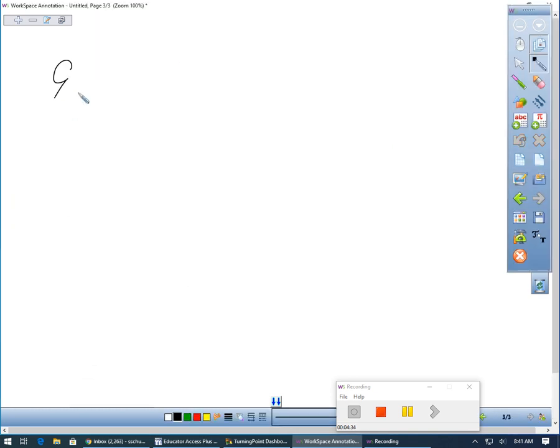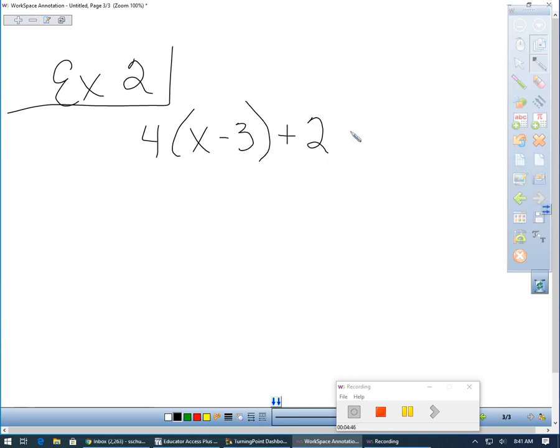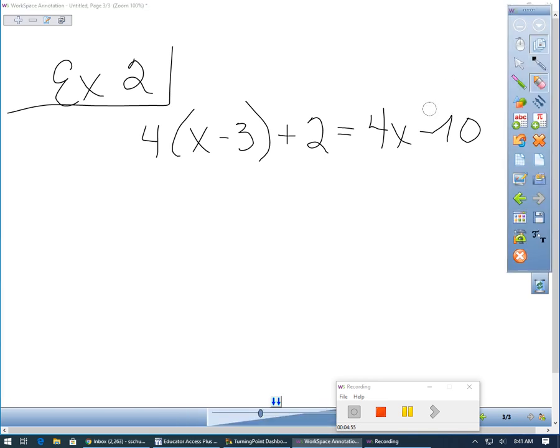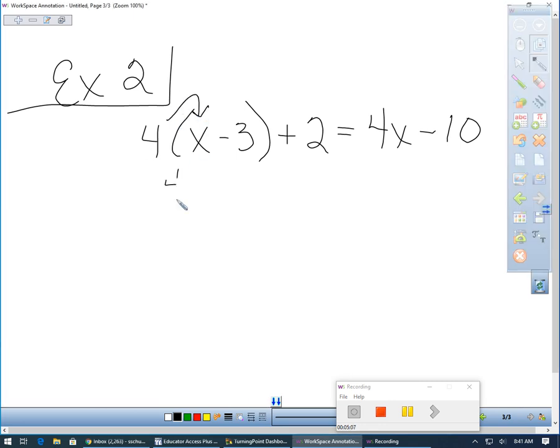Example number 2. Let's do 4 times x minus 3 plus 2 equals 4x minus 10. All right, so what do we have to do first this time? Good. We have to distribute, right? 4 times x is 4x. 4 times negative 3. To the end of the parentheses, so I'm done distributing. Let's bring everything else down.